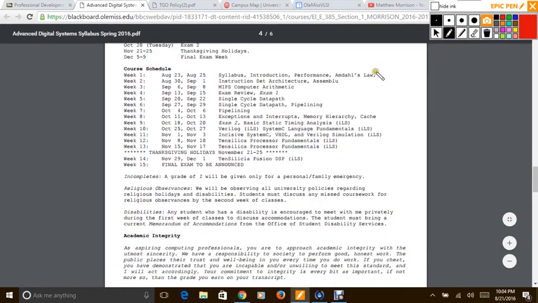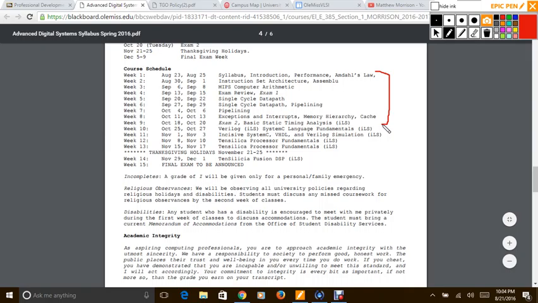Through the first two exams, we'll be covering the course materials in the textbook. So we're going to be learning about the instruction set architecture, computing performance, basics of assembly language, MIPS, which is multi-stage without interlocking processing stages, computer arithmetic.